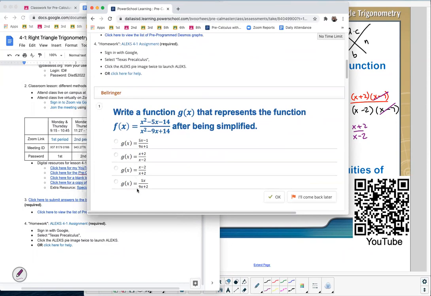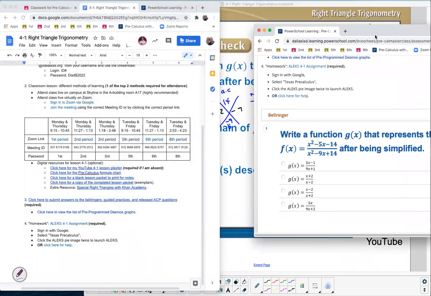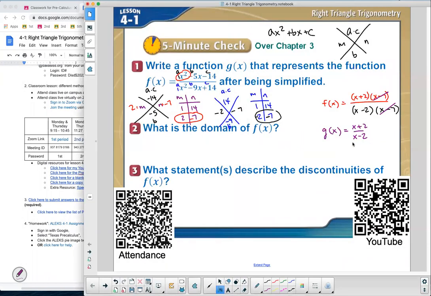So g of x would be the simplified portion, and you click it from there. If you don't have that open, you might want to do so now. Okay, that's our solution here.